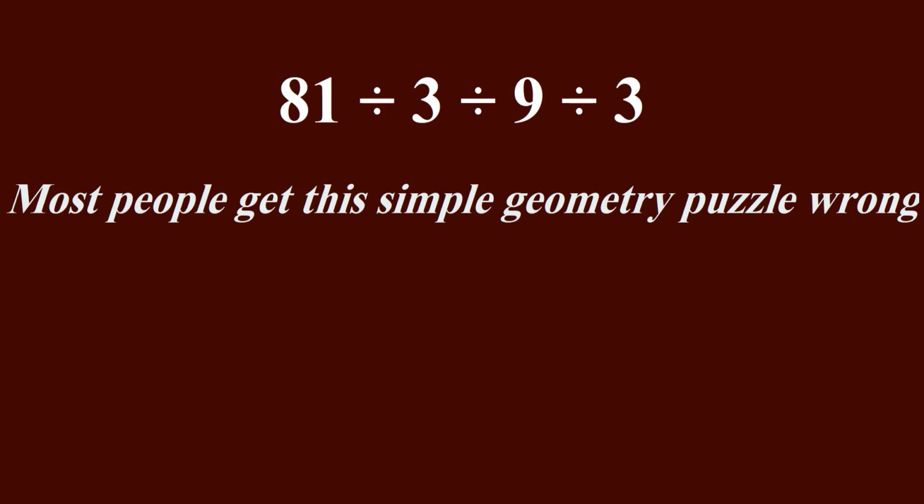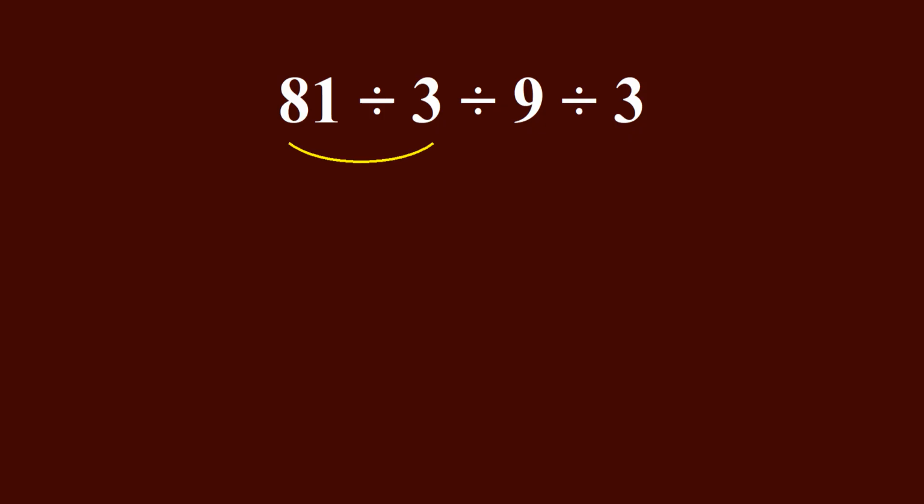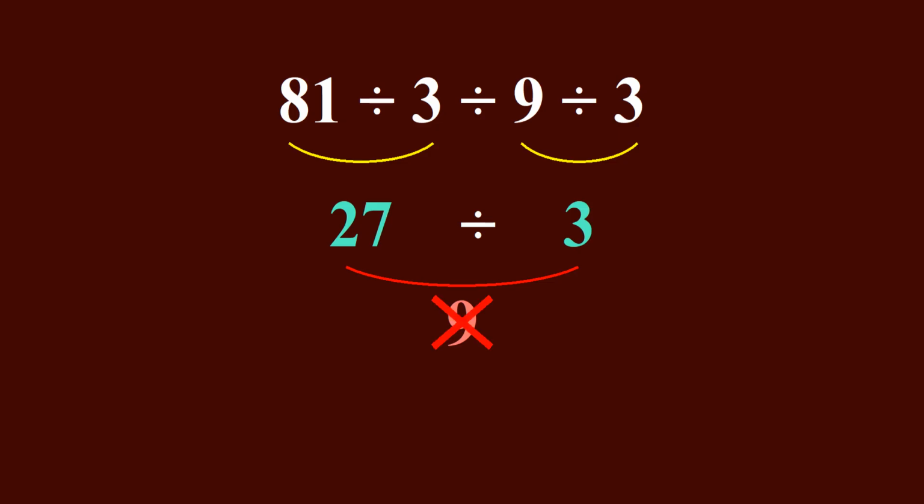Here in the video, 81 divided by 3 gives us 27, and here we have 9 divided by 3 which equals 3. So 27 divided by 3 is just 9. But this answer is not correct because according to the order of operations, when we have more than one division in an expression, we have to work from left to right.